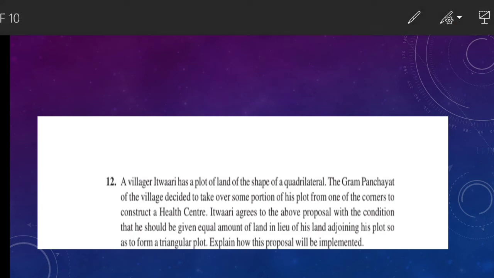So this is the last question for today, and the question says, a villager Itwari has a plot of land in the shape of a quadrilateral. The Gram Panchayat of a village decided to take over some portion of his plot from one of the corners to construct a health center. Itwari agrees to the above proposal with the condition that he should be given an equal amount of land in lieu of his land and adjoining his plot so as to form a triangular plot. Explain how this proposal is implemented.